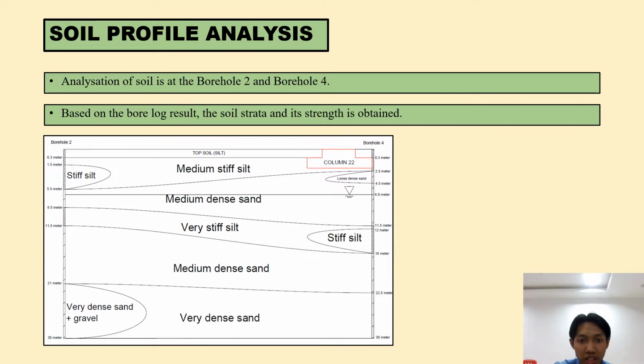As we can see in this diagram, first of all, the water level is at 6 meters, and from the topsoil until 5.5 meters, it is stiff silt. The next layer is sand, which is medium dense sand and loose sand, and at 11.5 meters is very stiff silt and stiff silt. At 21 meters, it is medium dense sand, and the last layer of the soil is very dense sand, and there is a presence of gravel. That's all from me for the soil profile analysis.